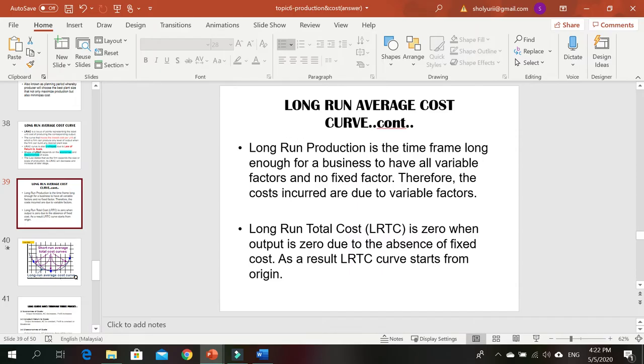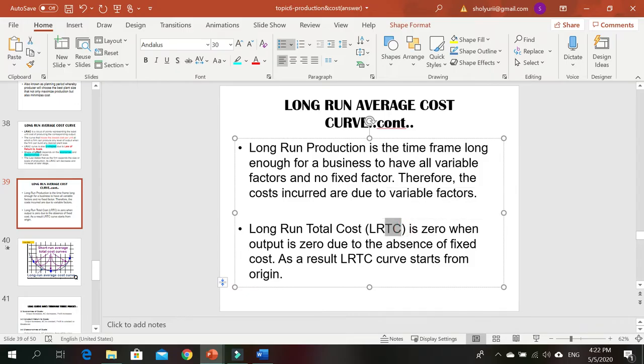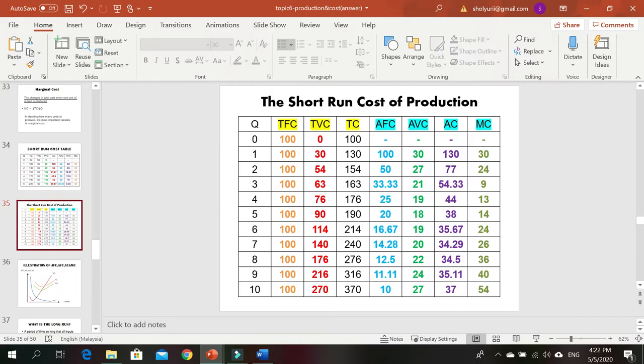So the long run production is the time frame long enough for a business to have all variable factors and no fixed factors. Factors meaning the inputs. Therefore, the costs incurred are due to variable inputs only. So long run total cost is 0 when output is 0. So our total cost will be zero. If you look here, total cost will have a value even when our output is 0.